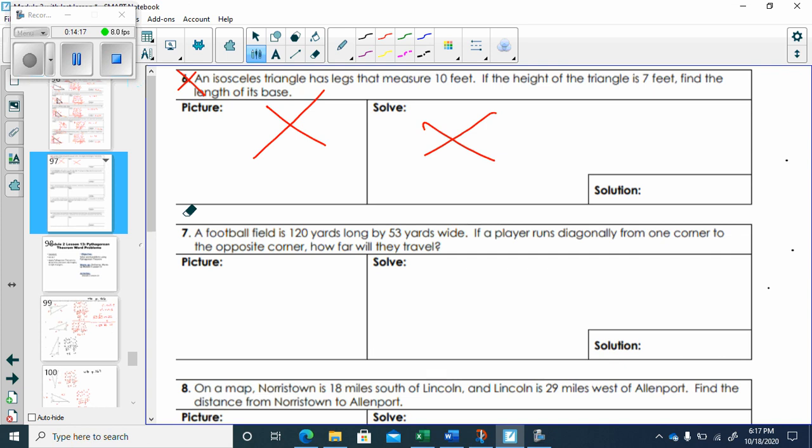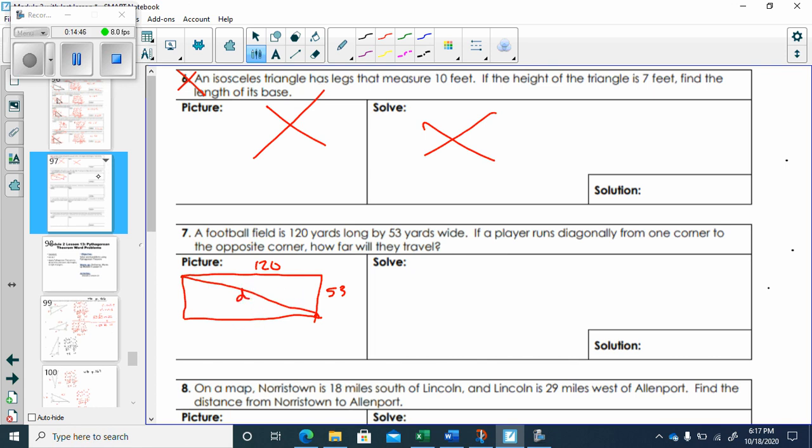Let's skip number 6. Let's go to number 7. A football field is 120 yards long by 53 yards wide. So if we've got a football field, it's a rectangle, isn't it? 120 yards long by 53 yards wide. If a player runs diagonally from one corner to the opposite corner, okay, there he is. How far will he travel? This is the distance he will travel.